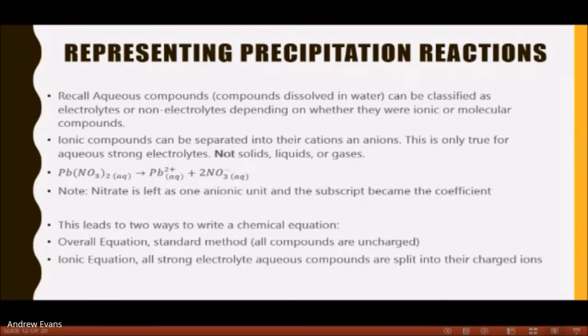Any ionic compound can be separated into cations and anions. Now, this is only true for strong electrolytes, aqueous. Solids, liquids, and gases do not get split up, because if they're not dissolved, they are a whole compound. But when I say lead nitrate in solution, what that means is I have lead 2+ floating around and NO3 1- floating around.